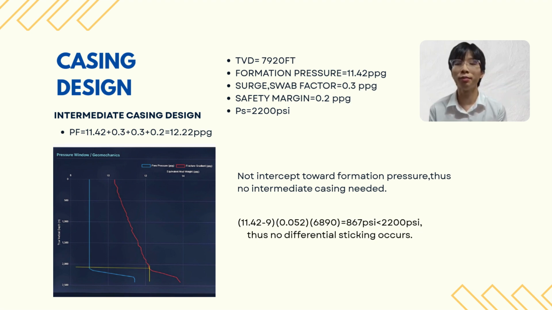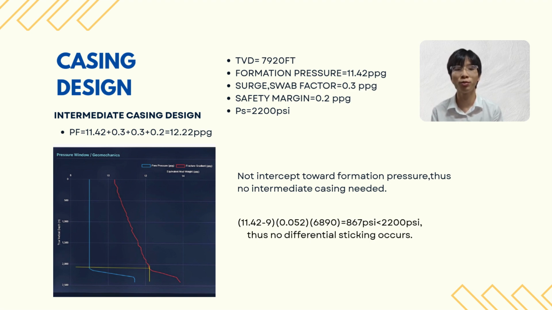So the well completion is mainly followed step by step. The first step is our casing design. In the first step of casing design, the intermediate casing is the first thing we need to decide, whether we have it or not. Our well TVD, which is total vertical depth, is 7,920 feet, and our formation pressure is about 11.42 ppg. Our surge swab factor is 0.3 ppg, safety margin is 0.2 ppg, and our sticking pressure is 2,200 psi. First, we add the formation pressure, the factor and the margins, and we get 12.22 ppg.